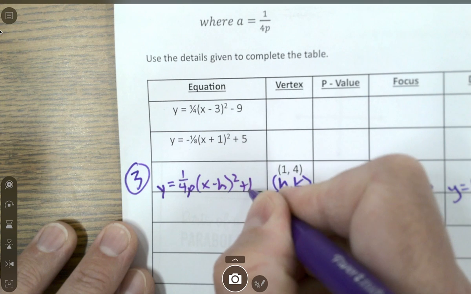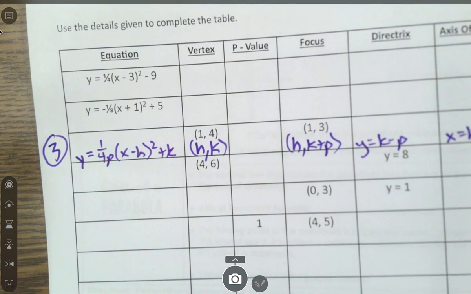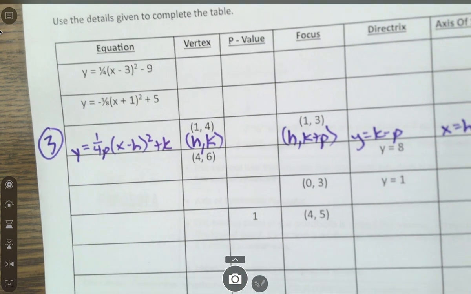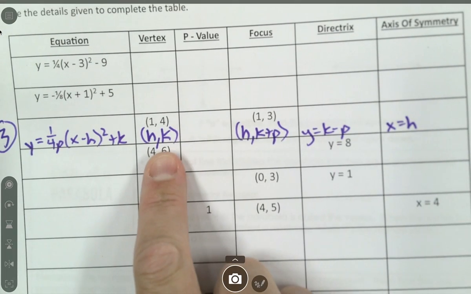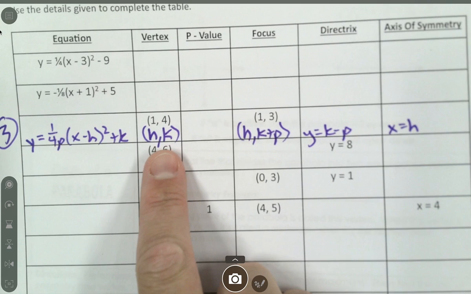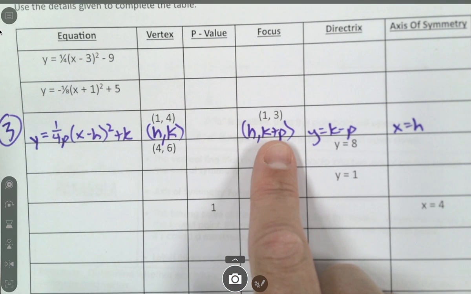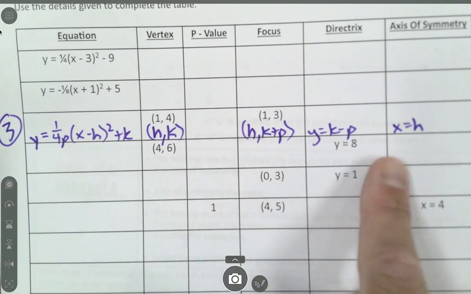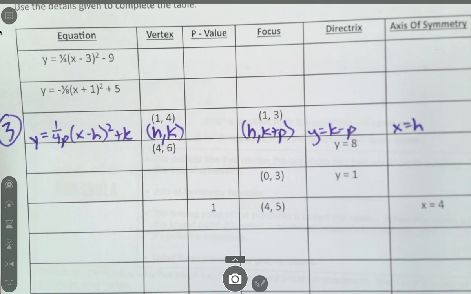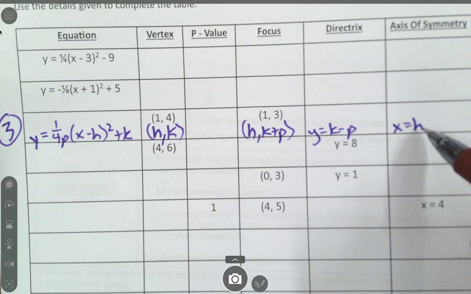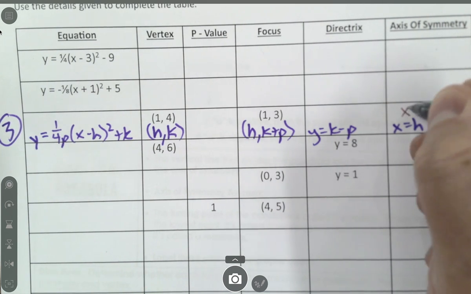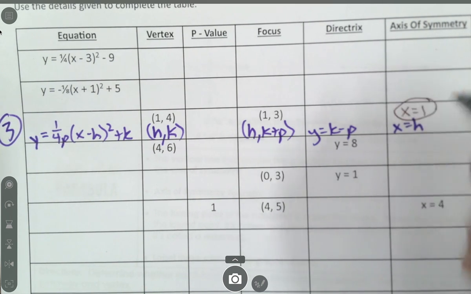So I'm going to go a little quick here. I'm sorry, but I'm going to get kicked out of here in a few minutes because somebody else needs my room. So I'm giving you the vertex, and I'm giving you the focus. And I need to use that to find all this information. Now, for one, I know my h value, and that's going to give me my axis of symmetry. It's x equals 1, because I'm getting that from my vertex.